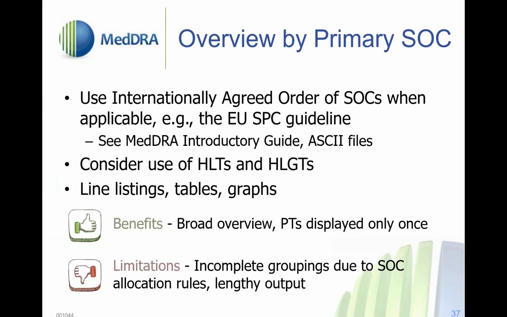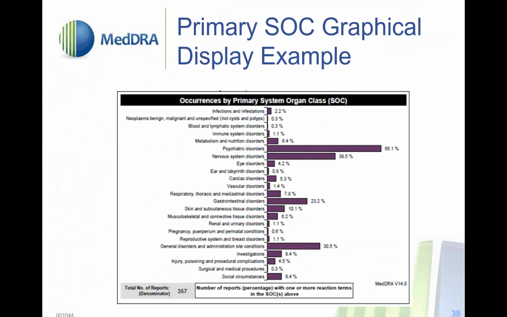But let me start by showing you an example of where you would start. If your line listings are too lengthy because you have a large list of events or a very large database, one of the easiest things you can start with is a graphical display. So just look at it by system organ class, and you can sort it either alphabetically or by international standards or however your preference is. And just by the graph, you can take a very quick look and say, I see something under here, the psychiatric disorder. So this is an easy way to start you off on identifying where your signal may be.